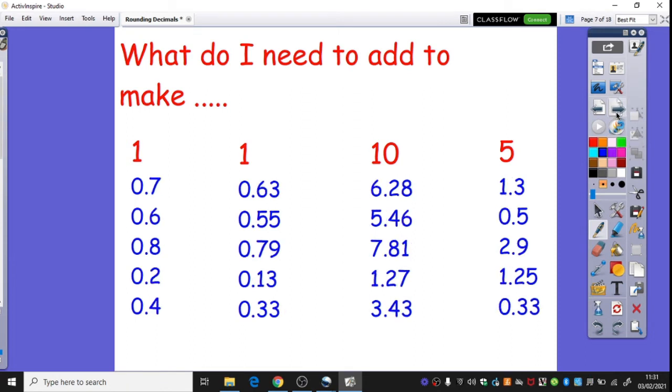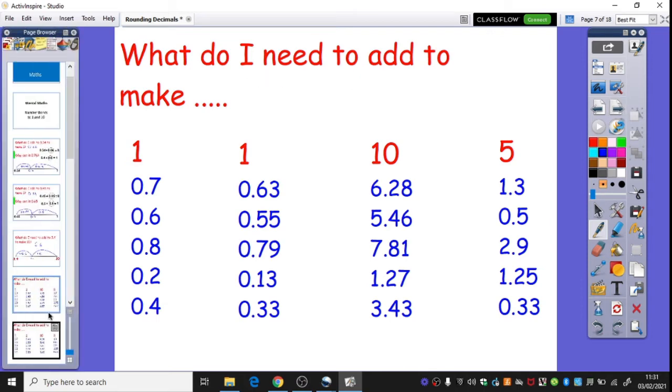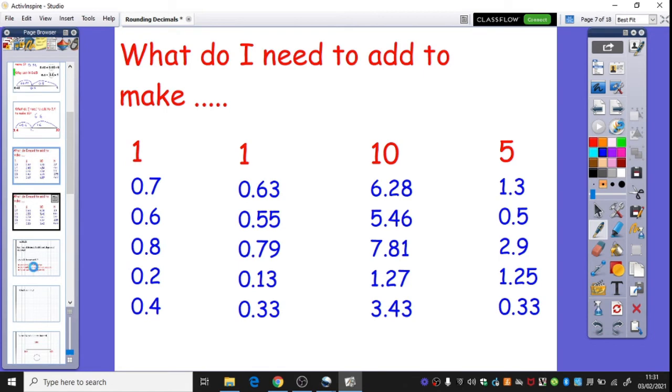Okay, so here we have the answers then for you, and you can mark those at your leisure. We'd like to see how you got on with those today.